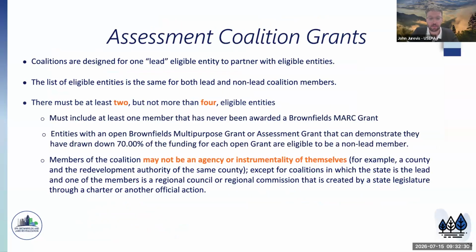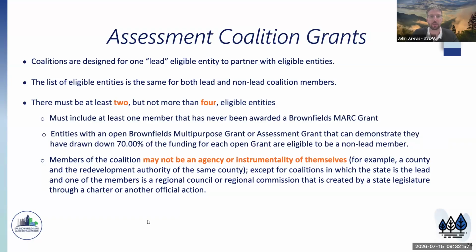So the next type of assessment grant is our assessment coalition grants. These have a few more requirements when applying that I'm going to get into, and that's because there's more entities involved. So these are designed to have one lead entity, and they're the ones who get awarded the grant, and they have control over the funds. But they will have 2 to 4 partner entities.